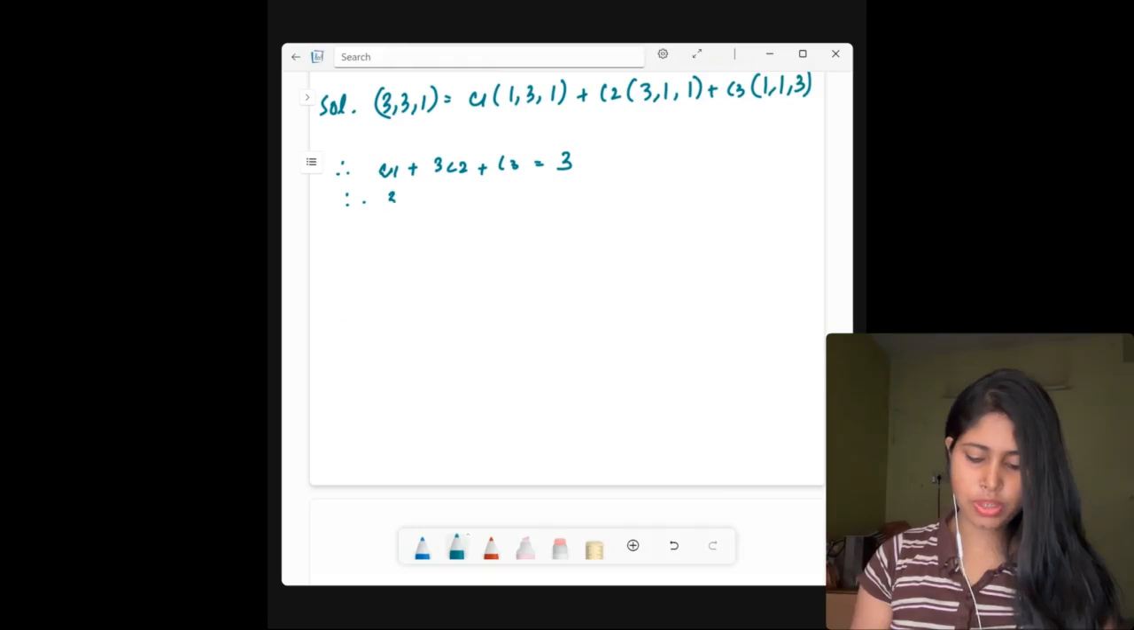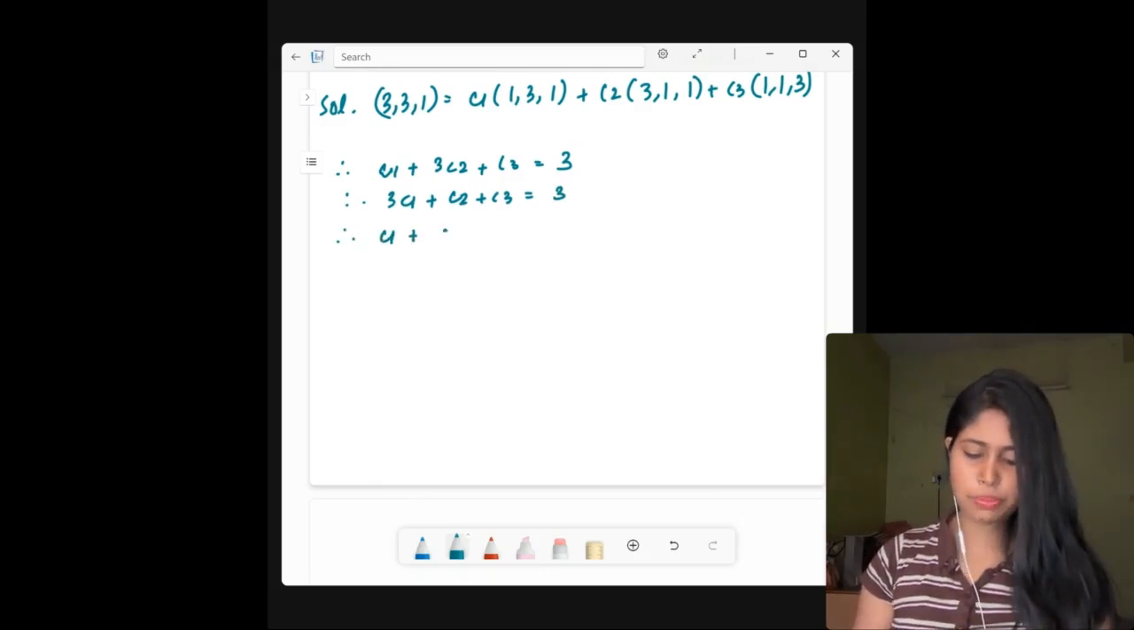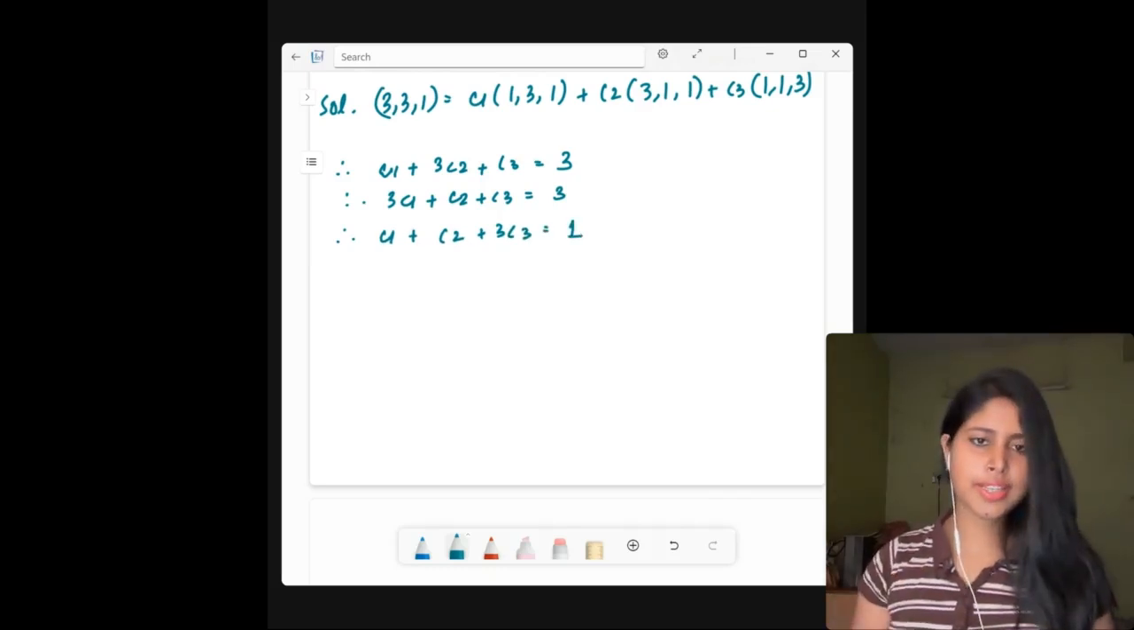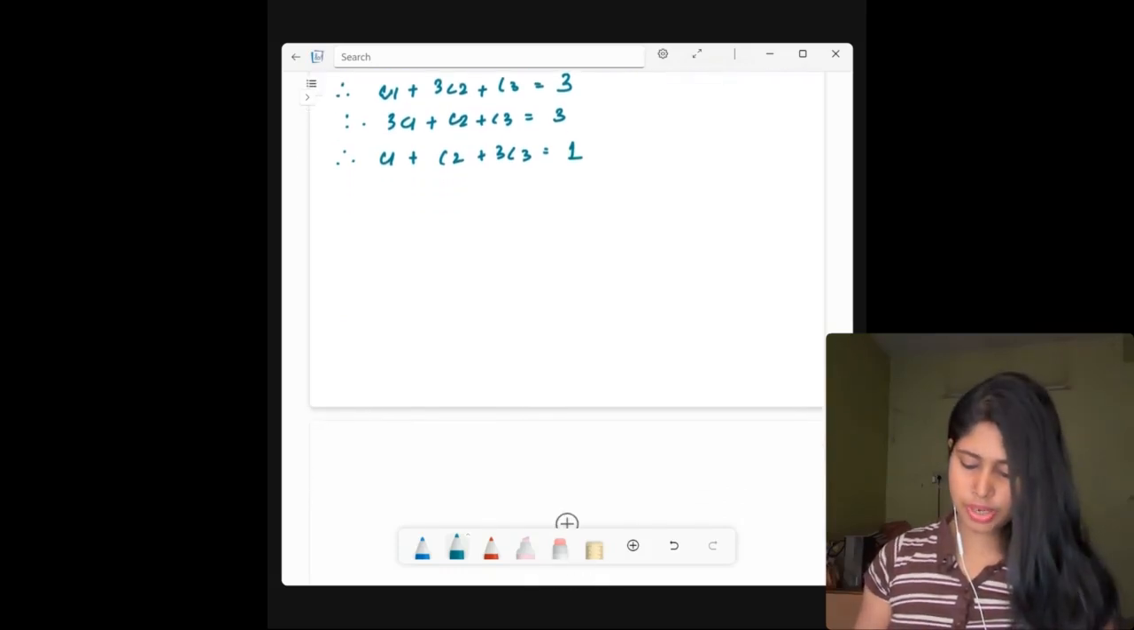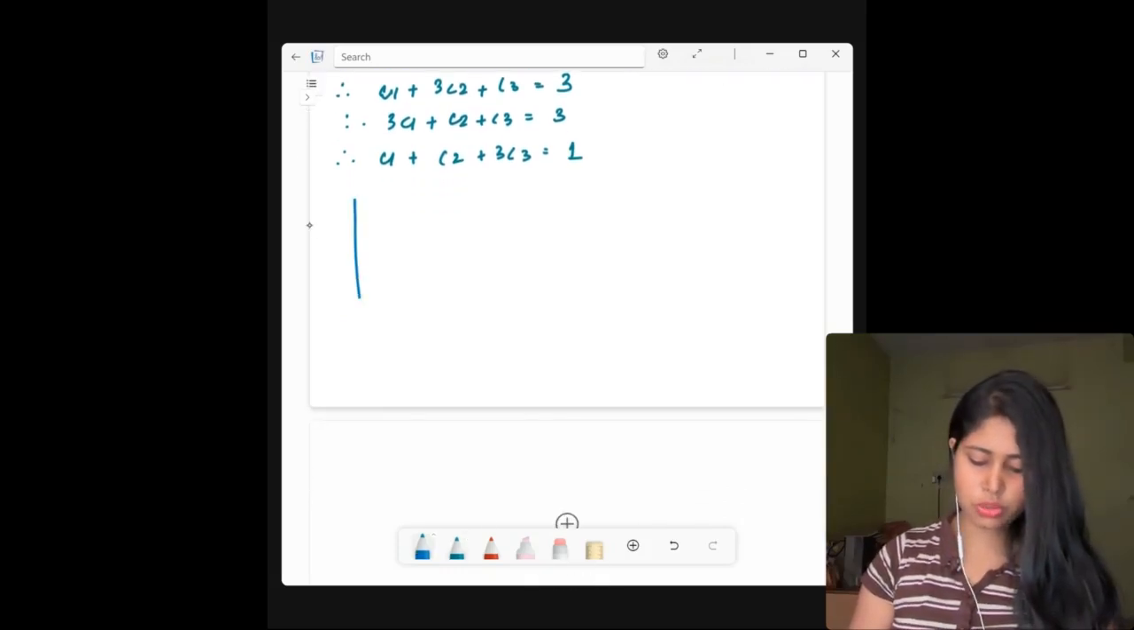Then 3C1 plus C2 plus C3 is equal to 3, and the third equation is C1 plus C2 plus 3C3 is equal to 1. Now what is the next step? The next step is to find the coefficient matrix, right? So let us find the coefficient matrix. A will be equal to [1 3 1; 3 1 1; 1 1 3].